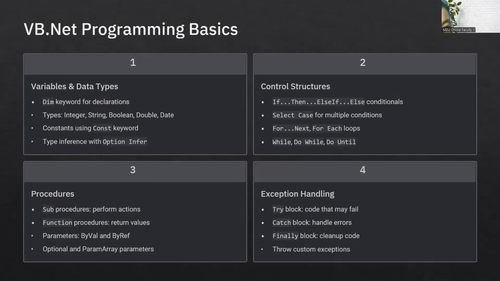So what are the basics of programming with VB.NET? There are variables, data types, control structures, procedures, and exception handling as well. For variables, we mostly use the Dim keyword for declaration. For types, we have Integer, String, Boolean, Double, and so on. We also have constants, so we use the Const keyword to declare a variable as a constant.